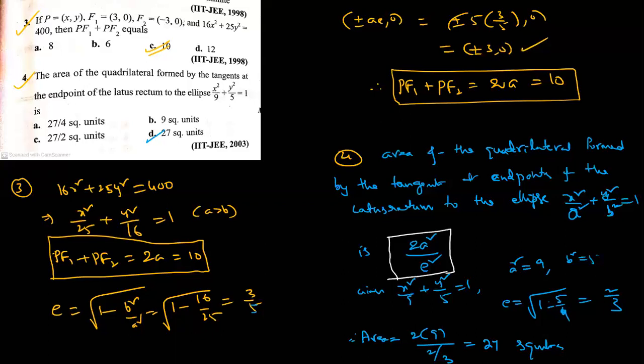What is the answer? Next one. Tangents are drawn to the ellipse x square plus 2y square is equal to 2. Then the locus of the midpoint of the intercept made by the tangents between the coordinate axes is.